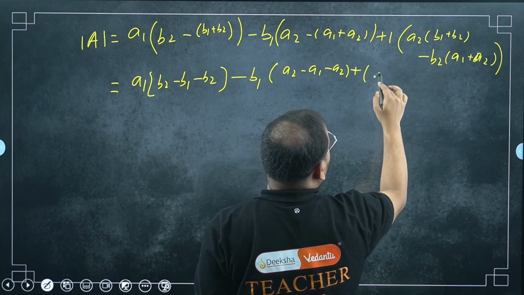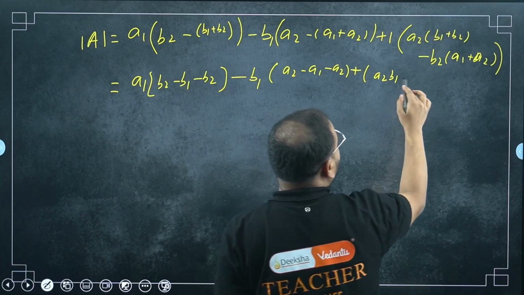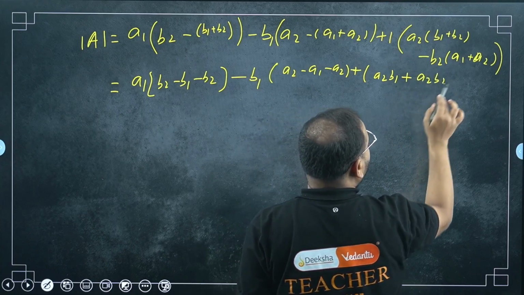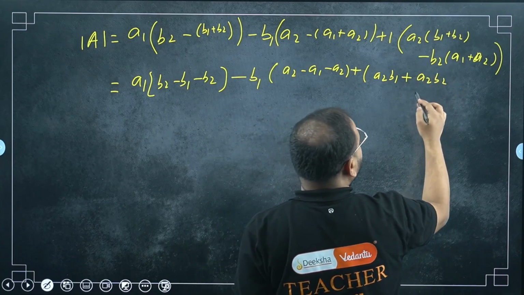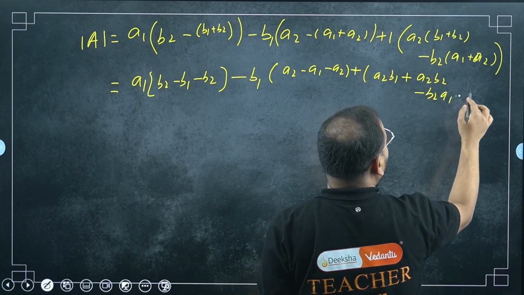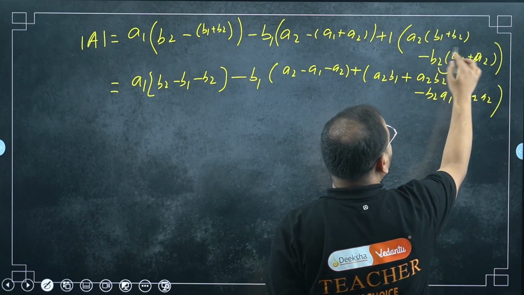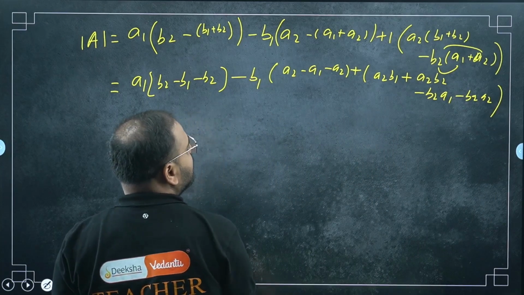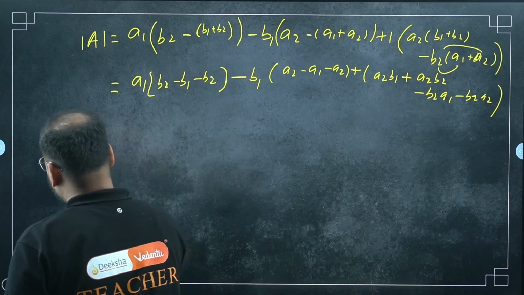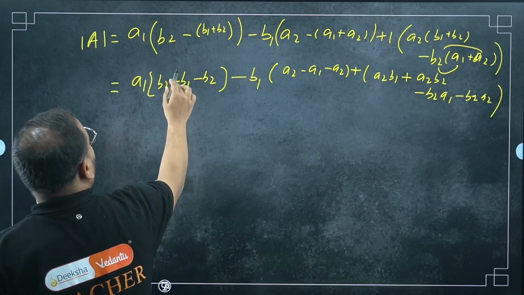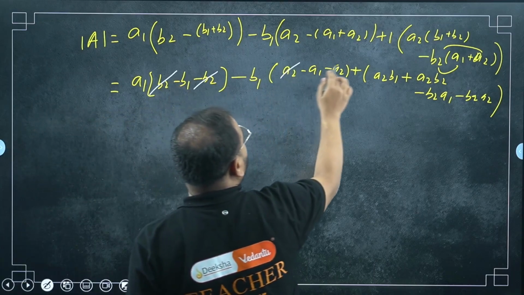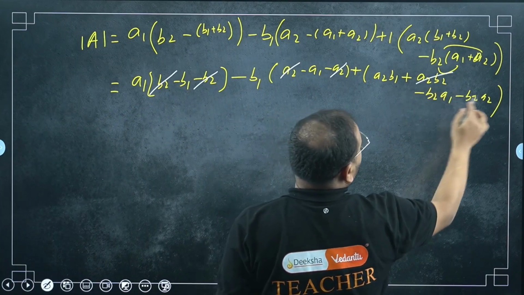Simply a2 b1 plus a2 b2, correct? And this will be what? Minus b2 a1 minus b2 a2. I am doing the multiplication with this. b2 a1 minus b2 a2, minus sign is there. Anything getting cancelled? Check here. b2 a2 goes out, a2 a2 goes out, a2 b2 and a2 b2 go out.